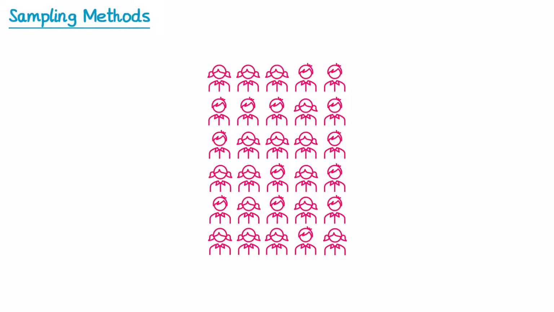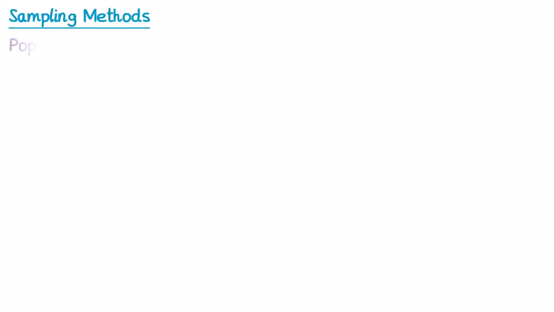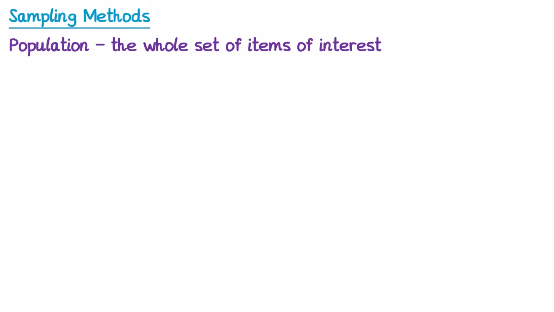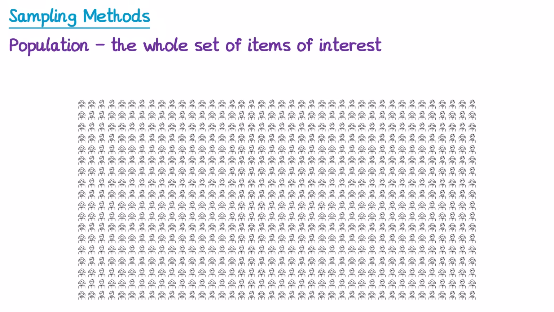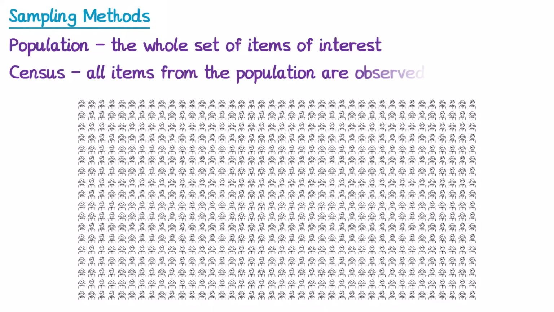When we collect data like this, there's some terminology you need to be aware of. Firstly, the word population. This is used to describe the whole set of items that are of interest. In our example, the population is all of the students that attend the school. The word census refers to when all of the items of the population are observed or measured. This would be the case if the head teacher asked all of the students to complete the survey.